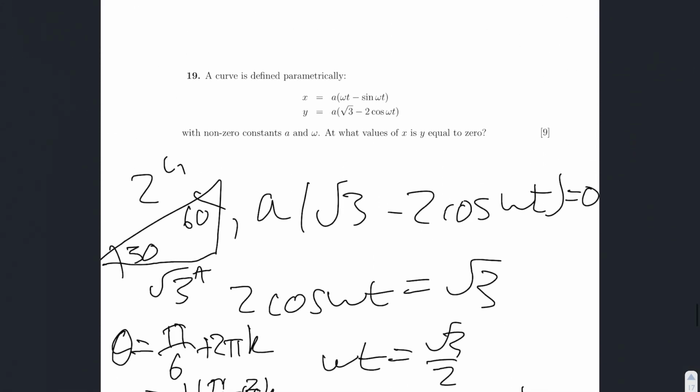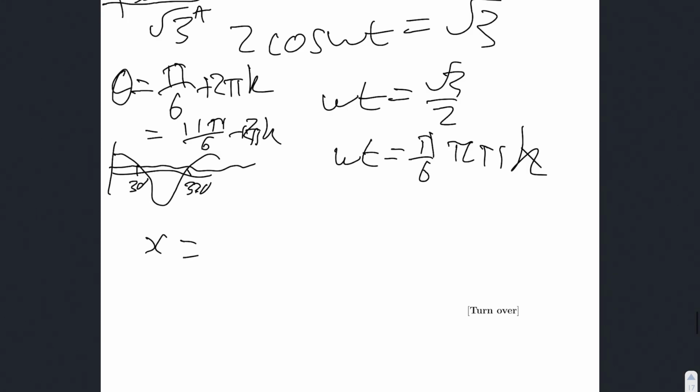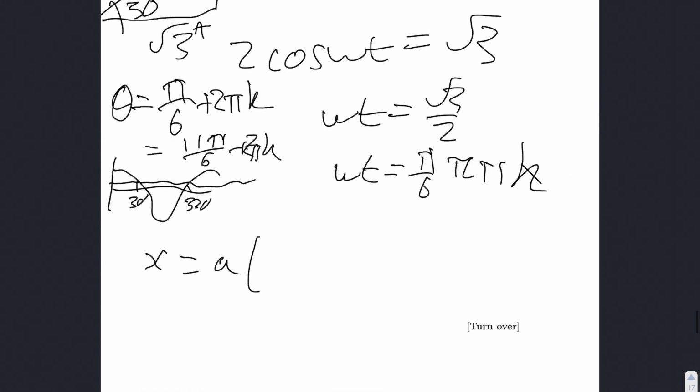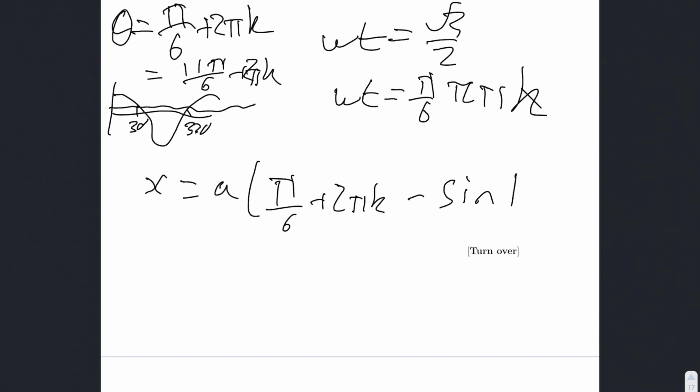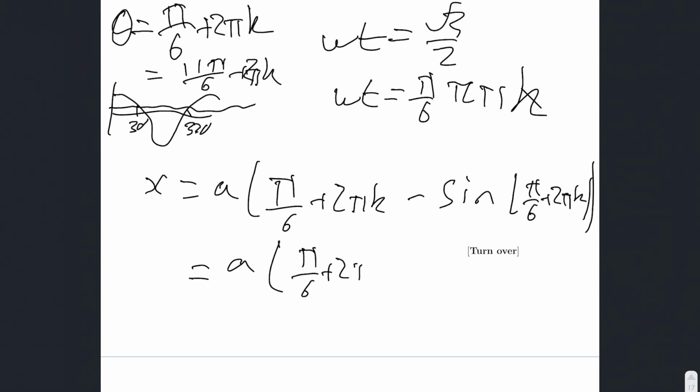We know that x equals a times (ωt, which is pi over 6 plus 2 pi k, minus the sine of ωt, which is pi over 6 plus 2 pi k). And this simply equals a times (pi over 6 plus 2 pi k) minus the sine of (pi over 6 plus 2 pi k).